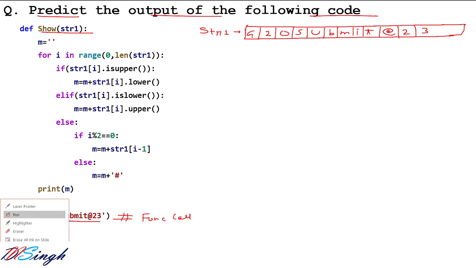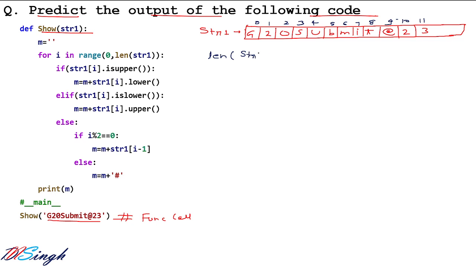Okay, let me change the color of my pen, and I will write the indexes 0, 1, 2, 3, 4, 5, 6, 7, 8, 9, and 10, 11. So what is the length of str1? Length of str1 variable is the number of elements in that sequence. So how many elements are there? There are 12 elements. If you count all those, that will be 12.